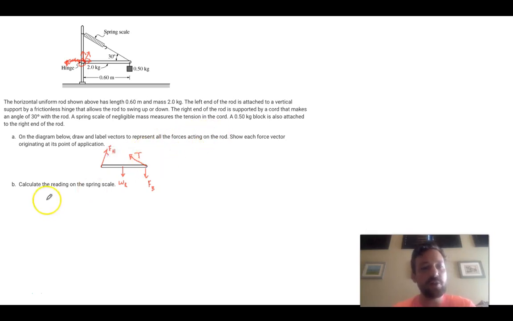Okay? And then you should be able to calculate the reading on the spring scale. It's just asking you to find the tension in the cord, yeah? So I want to make sure that you know how to do that for a free body diagram.